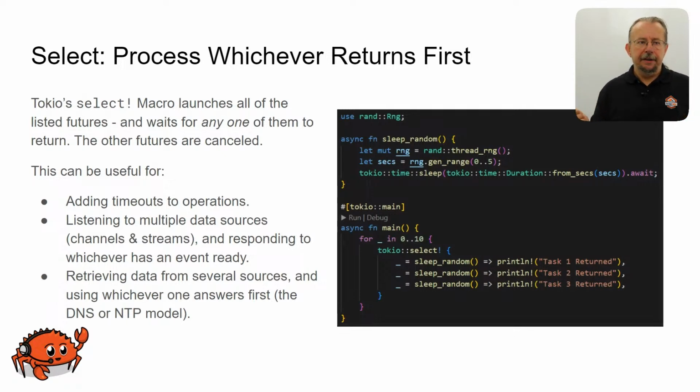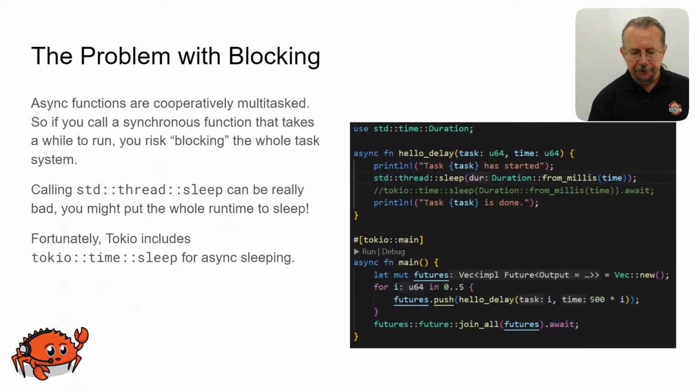If you have a bunch of potential data sources, you don't necessarily know which ones are going to be available, which ones are going to be fastest. You can select on all of them. This is what DNS and NTP does. It sends out a request to all of them, goes with whichever one answers first.